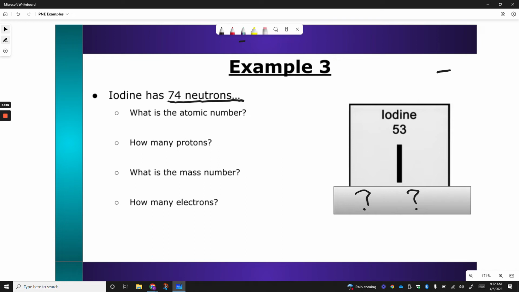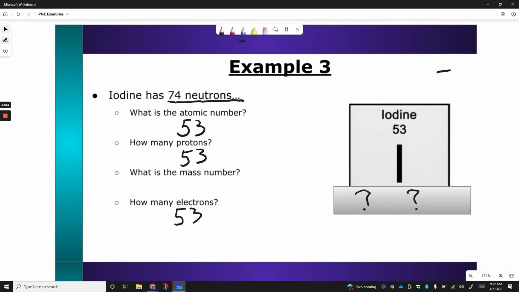So first, the atomic number. Same, it's showing up at the top. That's 53. Next is how many protons we know is the same as our atomic number. That's 53. And then same with our electrons, also 53.